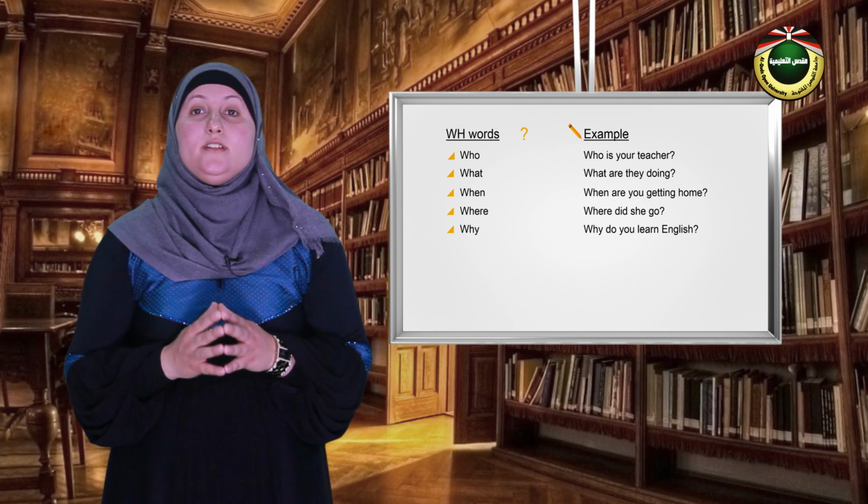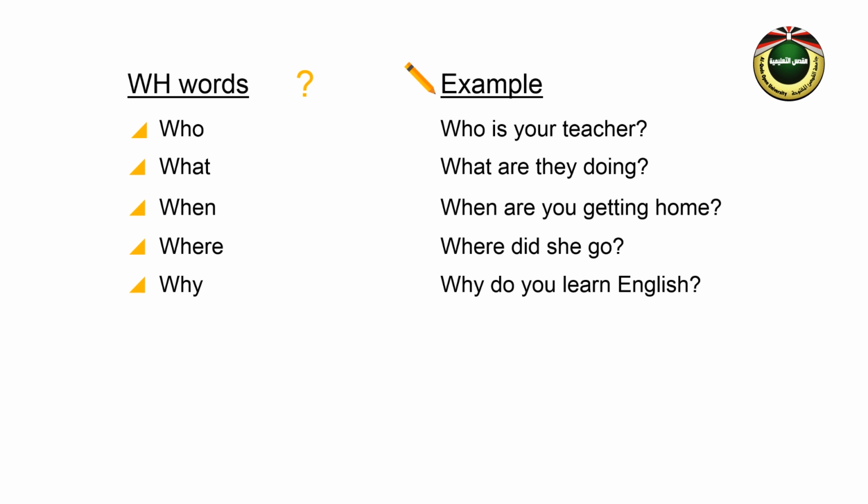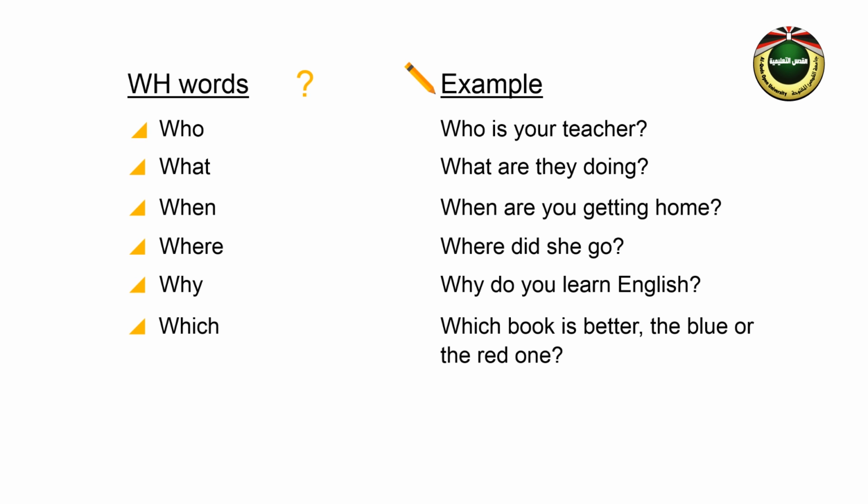Now, we come to the WH word which. Which is used to ask for options. For example, which book is better, the blue or the red one? The next WH word is whose. Whose is used when you are asking about the owner of something or who it belongs to. I mean, in a possessive case. For example, whose car is that?